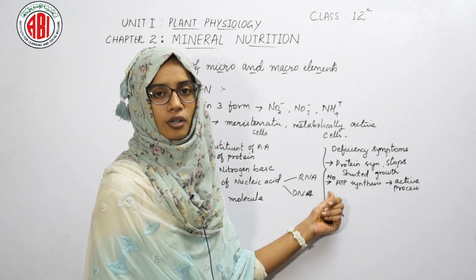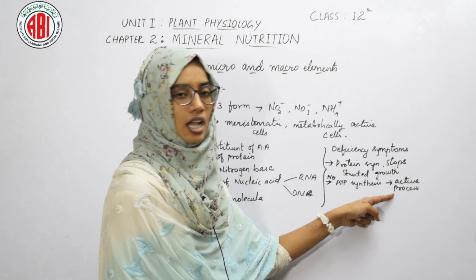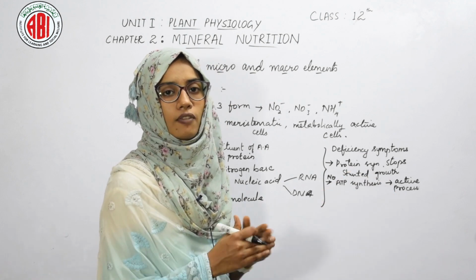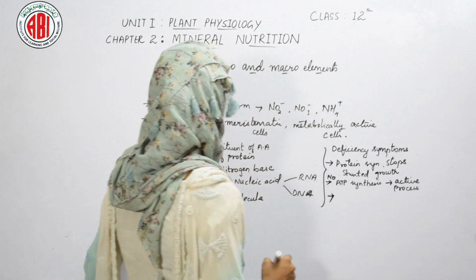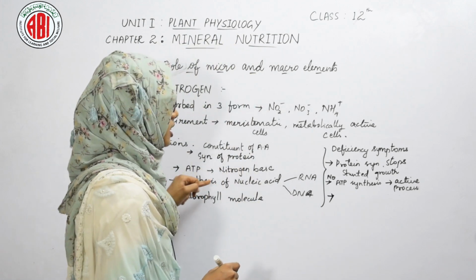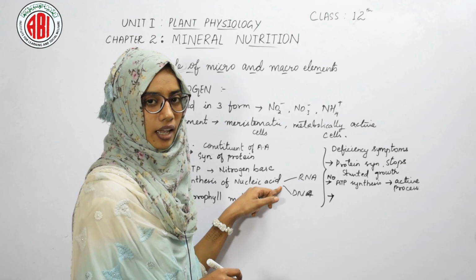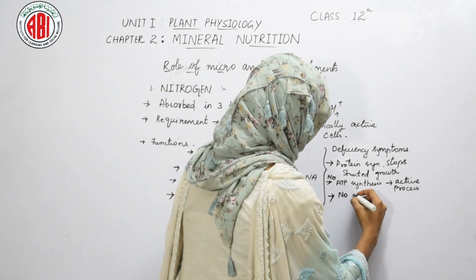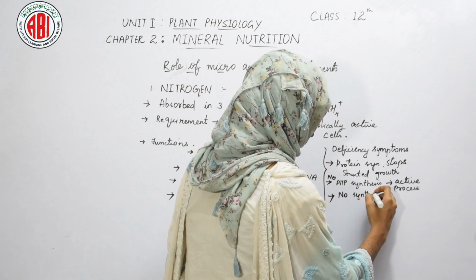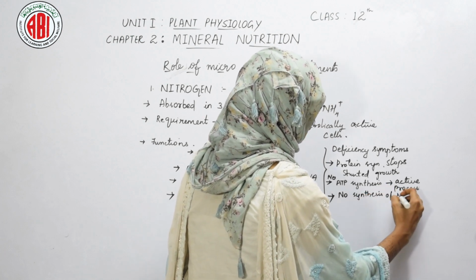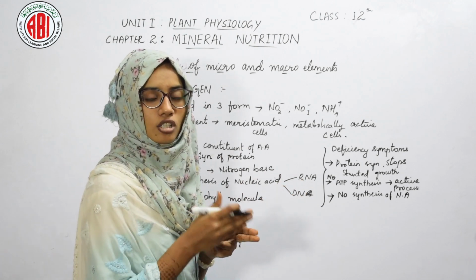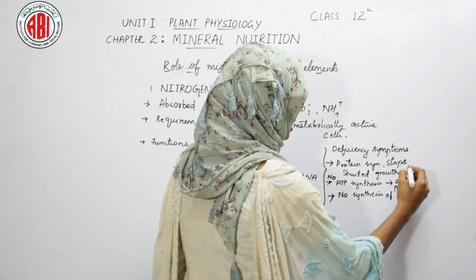If ATP is not going to be synthesized, there will not be any active processes taking place, or these processes will slow down. Now, it is also used in the synthesis of nucleic acid, but if there is no synthesis of nucleic acid due to the deficiency of nitrogen, then again cell division stops and we can see the stunted growth of the plant.